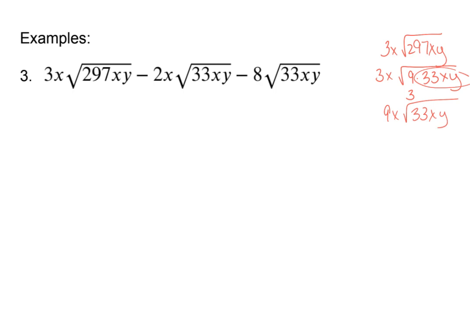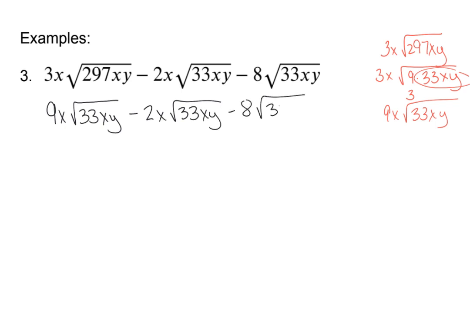So let's come back over to our original problem and rewrite it with that first term being simplified. So this first term simplified into 9x root 33xy, and we couldn't simplify the rest, so we're going to leave those be. And then we're looking for things we can put together. So I'm noticing all of the roots match. So my first thought is we're going to be able to put all this together.